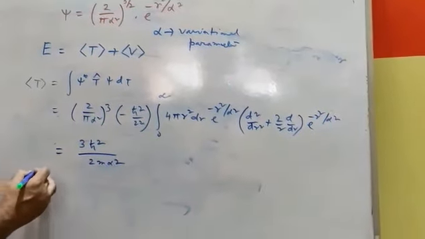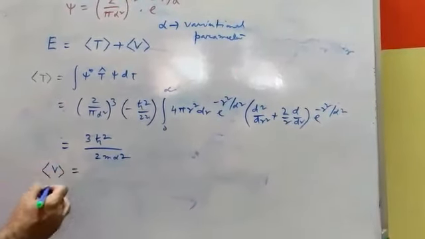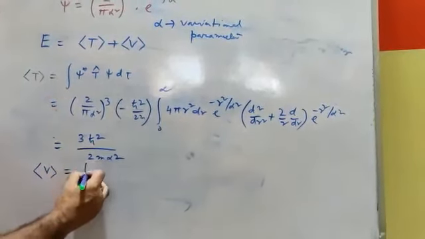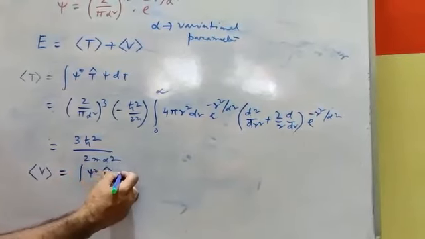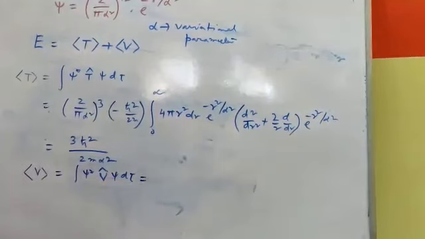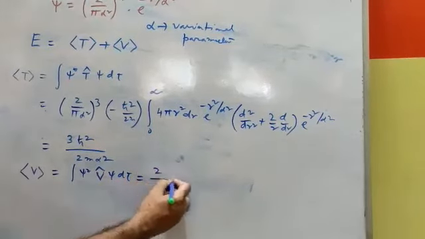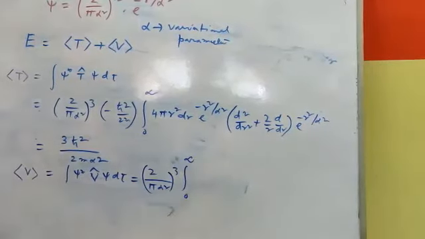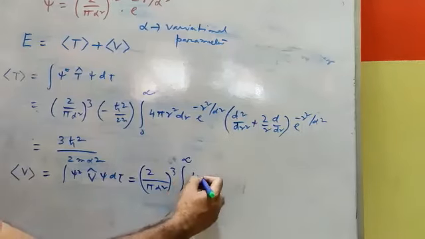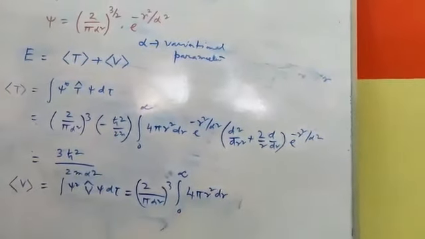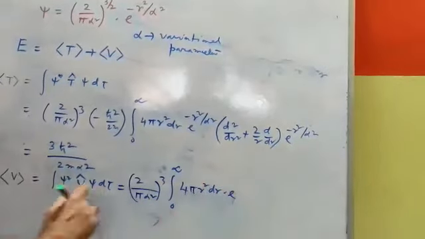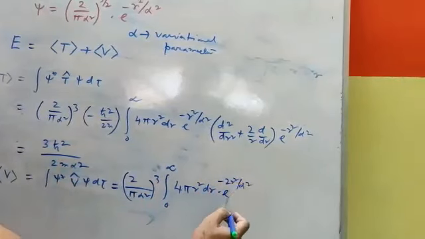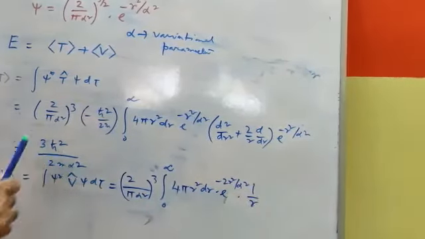Similarly, one can calculate the potential energy average also. So similarly, psi star potential energy operator psi d tau. So it will be like 2 by pi alpha square to the power 3, 0 to infinity 4 pi r square dr, e to the power minus, psi star and psi will make psi square, 2 r square by alpha square, 1 by r from the potential energy expression.